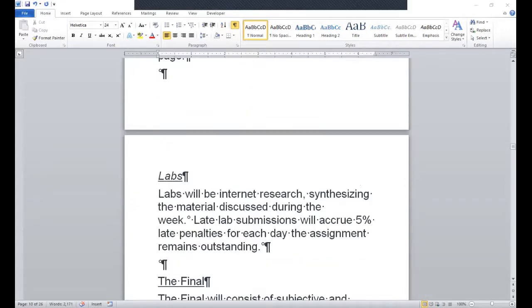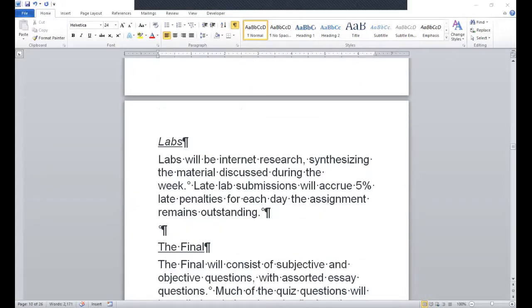Labs will be internet research, kind of synthesizing the material discussed during the week. Late lab submissions will accrue 5% late penalties for each day the assignment remains outstanding.